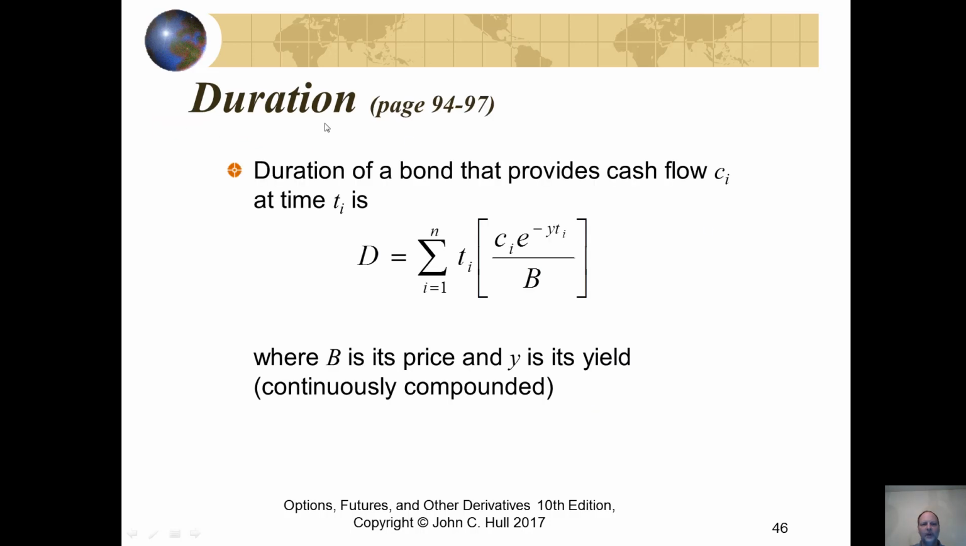The next very important concept when dealing with bonds is duration. Duration of a bond that provides cash flow CI at time t is shown here. What does this mean? The duration of the bond is the summation of the time when a cash flow takes place times the present value of that individual cash flow, divided by the price of the bond, which is the present value of all of the cash flows. So this is the fractional present value of a given cash flow times the time at which it takes place. This is basically a measurement of how long it takes you to get your money back.